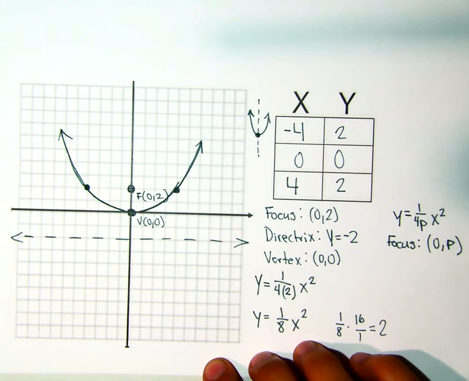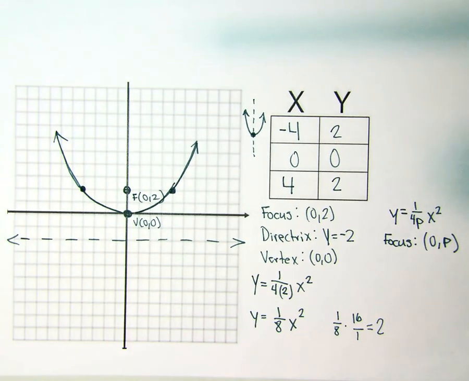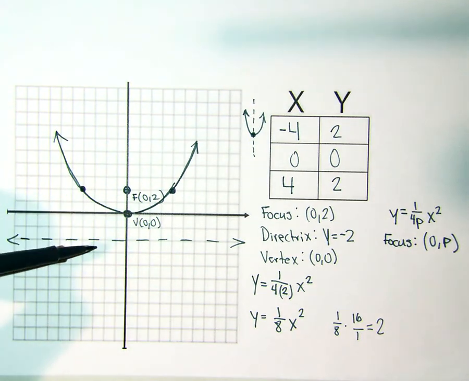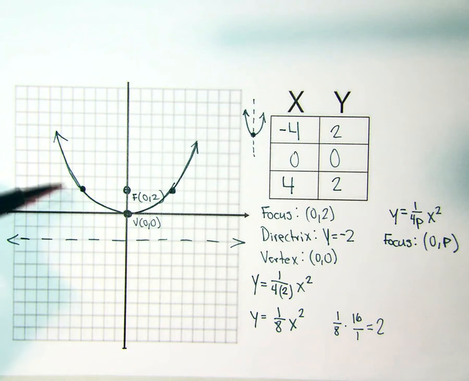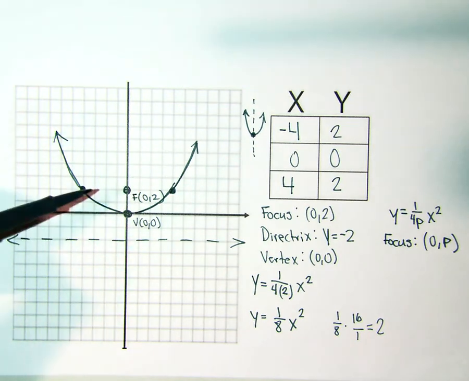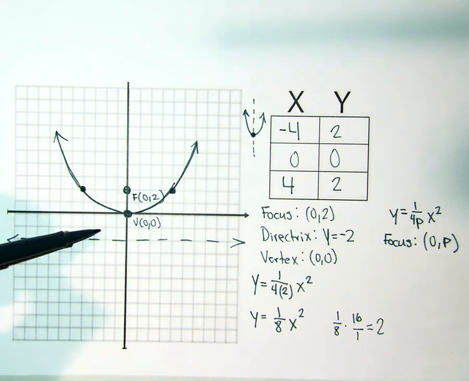We can graph this parabola. Now, if we think about the definition for a parabola when we're speaking in terms of the focus and the directrix, the parabola is all points x and y that are equidistant from the focus and the directrix.